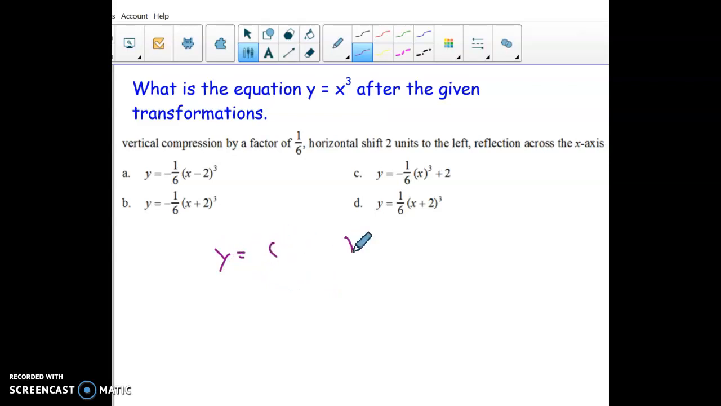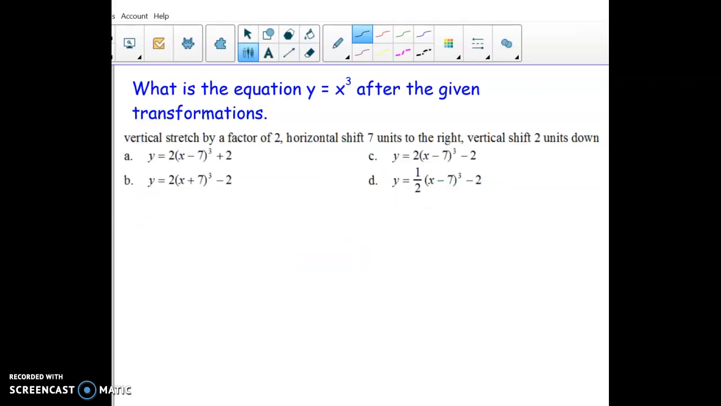Okay, so I always do this setup like this, where I have the cube, and then just fill in the other stuff. If it's compression or stretch, you multiply out front. 2 to the left would be, instead of -2 here, you do a +2, and that'll make you go left 2. And then to reflect across the x-axis, you have to take the whole parenthesis part times a negative. So this would actually be a -1/6, 1/6 times -1. So I think B looks like the right answer there.